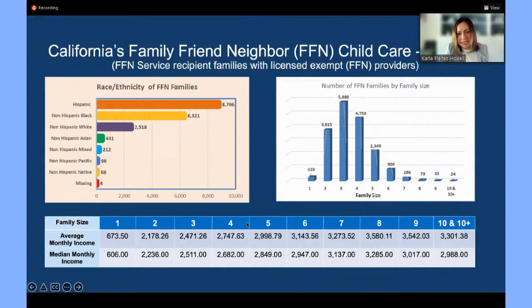So the chart you see at the bottom shows you just the monthly income of the families that are served. And the big takeaway is that these families are even below what we call a poverty line in California. And then the last data point, next slide, please.